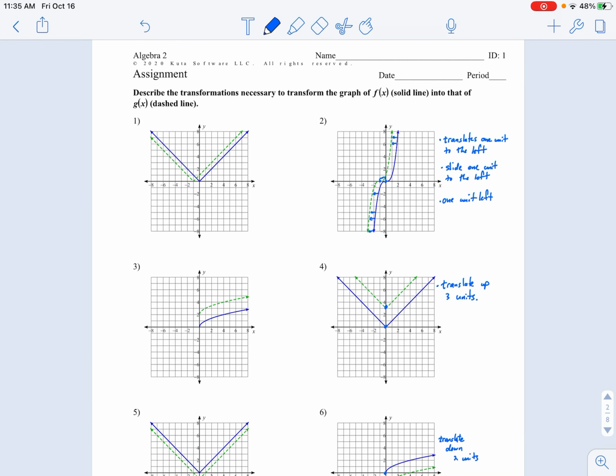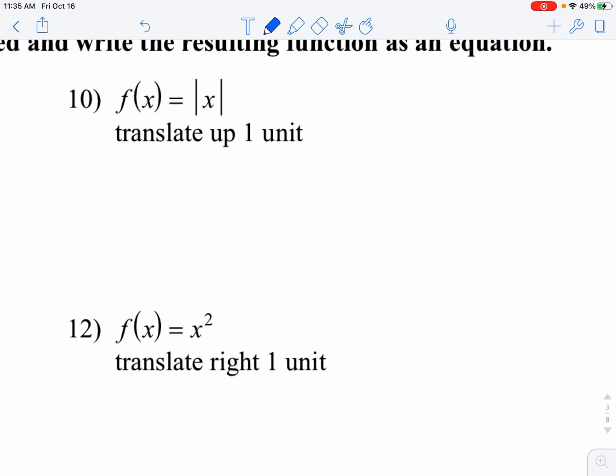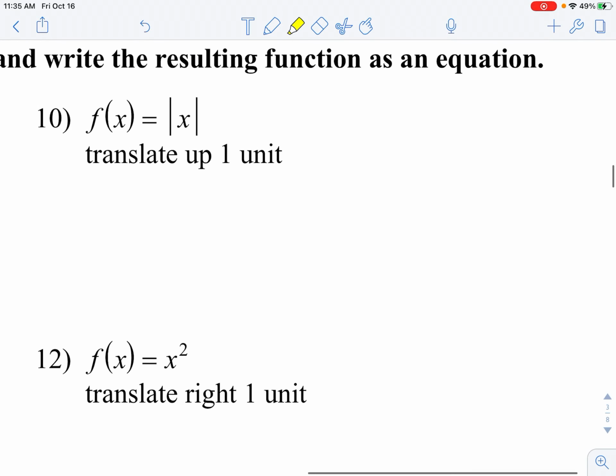Okay, now for the next set, we do not have graphs, we have equations. Transform the given function f of x as described and write the resulting function as an equation. That sounds very complicated. Here's how you do it. So f of x equals absolute value of x. So this is what we call the parent function.